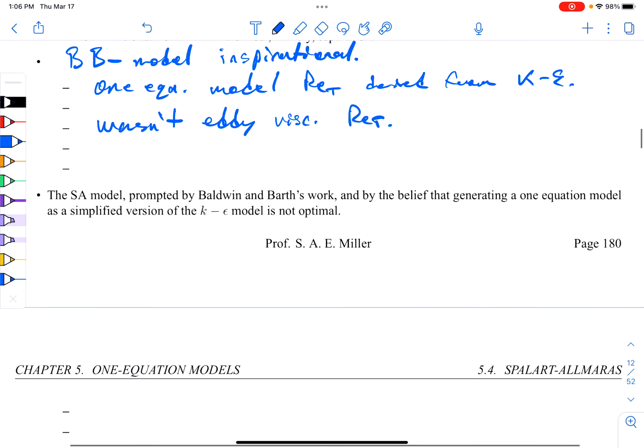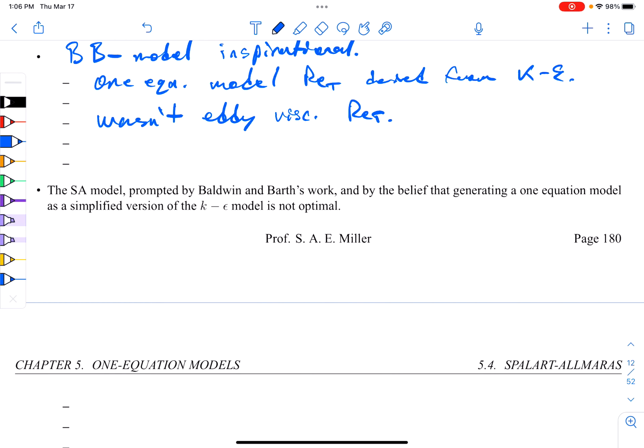So the bottom line in this model, which was inspired by Baldwin and Barth's work, which we discussed last time, and maybe some of the shortcomings of K epsilon models that they perceived, and that's their opinion, right? Other people are big proponents of K omega, like D.C. Wilcox and Andrey Kolmogorov and those types. It is sort of finding an intermediate ground for large-scale computations on structured grids.